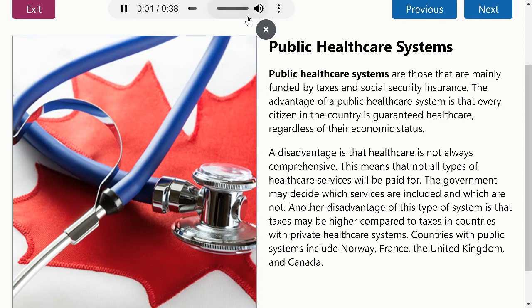Public healthcare systems are those that are mainly funded by taxes and social security insurance. The advantage of a public healthcare system is that every citizen in the country is guaranteed healthcare, regardless of their economic status. A disadvantage is that healthcare is not always comprehensive. This means that not all types of healthcare services will be paid for. The government may decide which services are included and which are not. Another disadvantage is that taxes may be higher compared to taxes in countries with private healthcare systems. Countries with public systems include Norway, France, United Kingdom, and Canada.